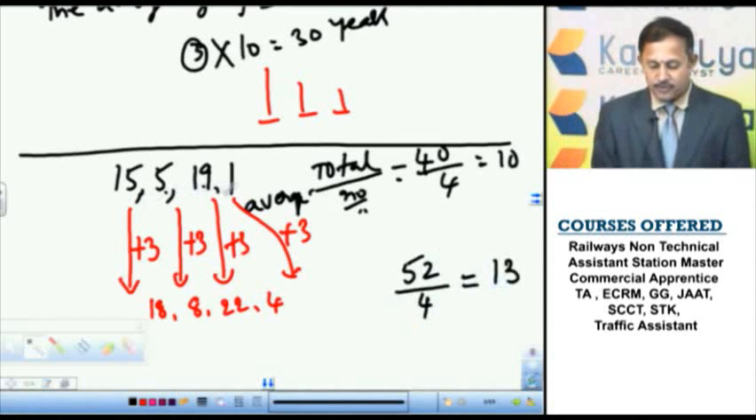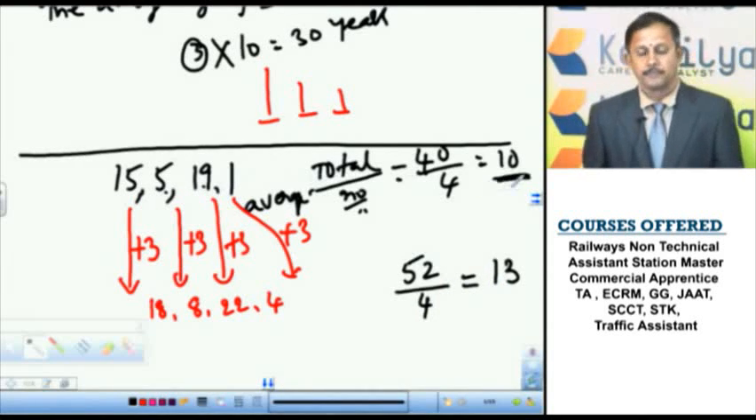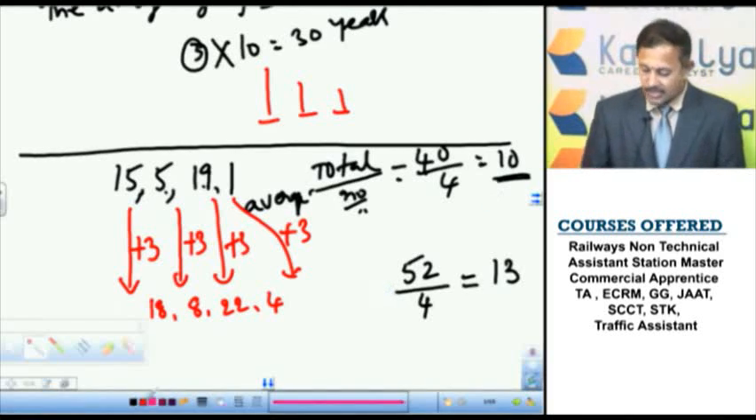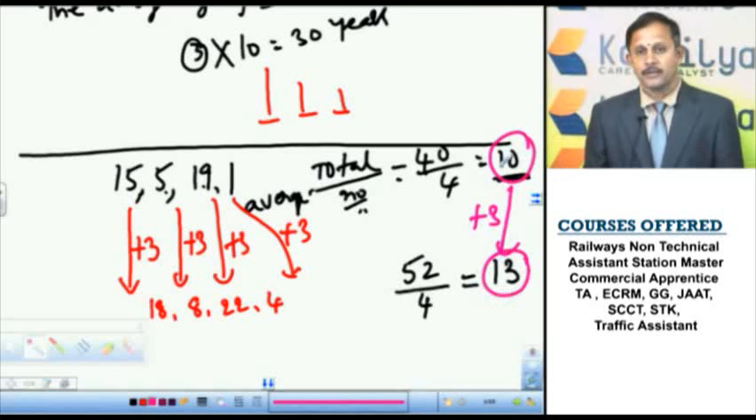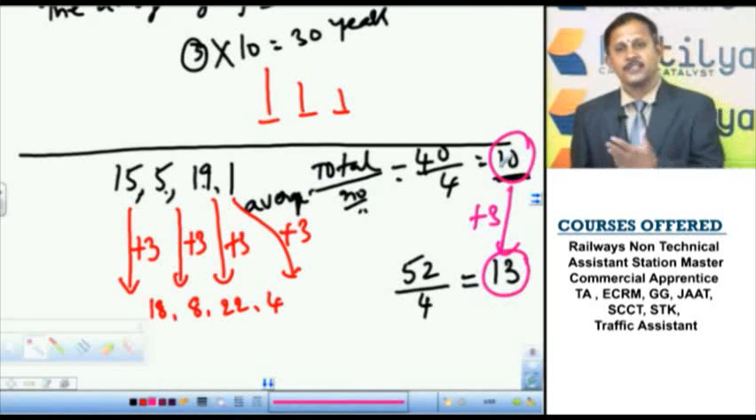Once again back to the example. What is the average for the first 4 elements? It is 10. What is the change affected to each element? Each element is increased by 3. Then what will be the average of the new set of elements? 13. So what you have to observe is, each element is increased by 3, then the average also increases by the same 3. The average changes from 10 to 13. So the average also increases by the same amount.